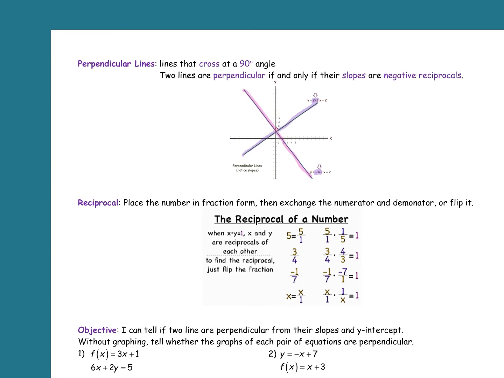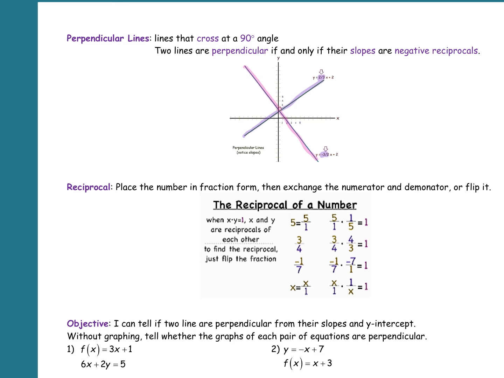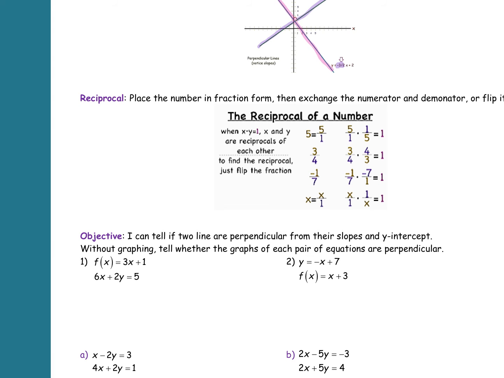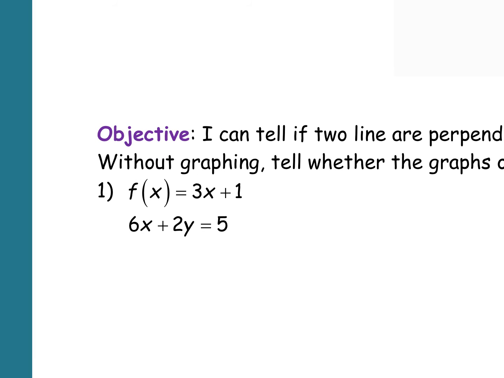Okay, and then negative means one's negative, one's positive. We talked about that. So the next thing is, can I tell if they're perpendicular just by looking at their slopes? That's what we're going to do. We're going to look at the slopes of the lines, just like we did for parallel. So I want to find the slopes of the lines again and find out if they're negative reciprocals or not. That's it.